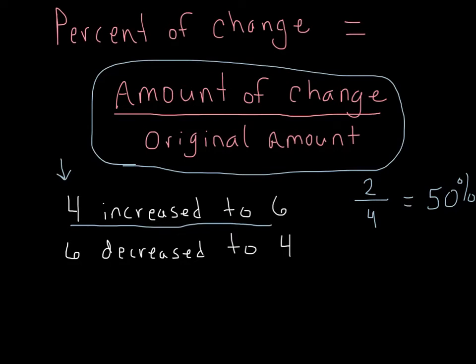So think, what's half of 4? Well, half of 4 is 2. 4 increased by 50% of itself to get to 6. That's really the concept here.